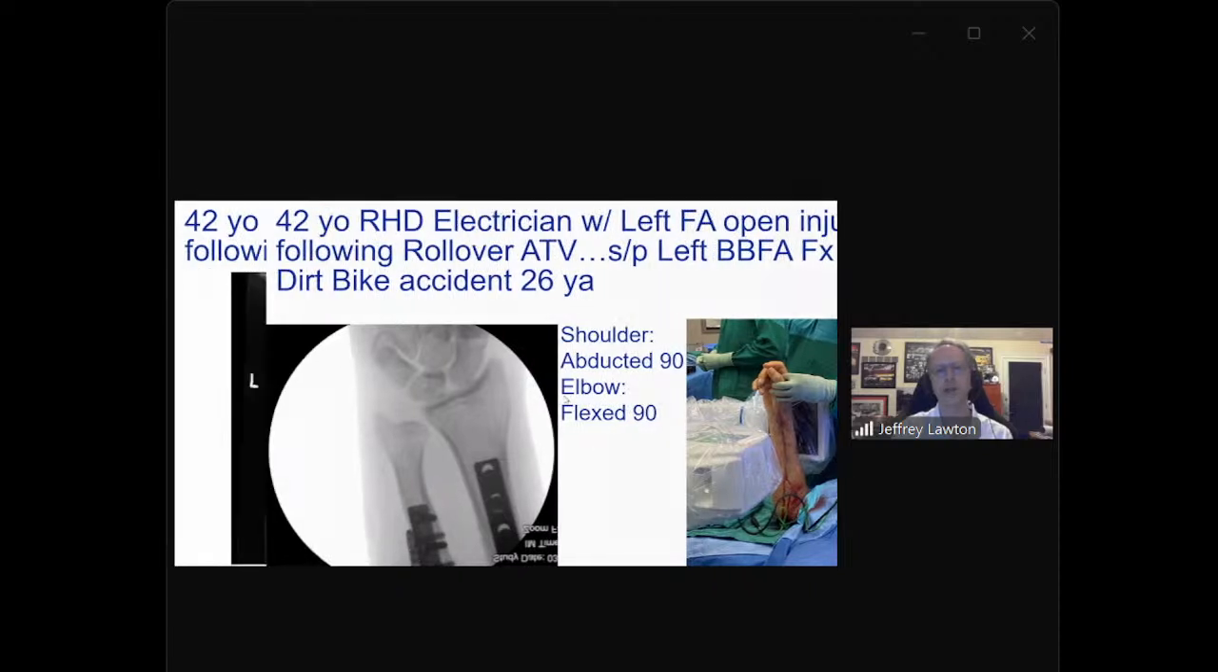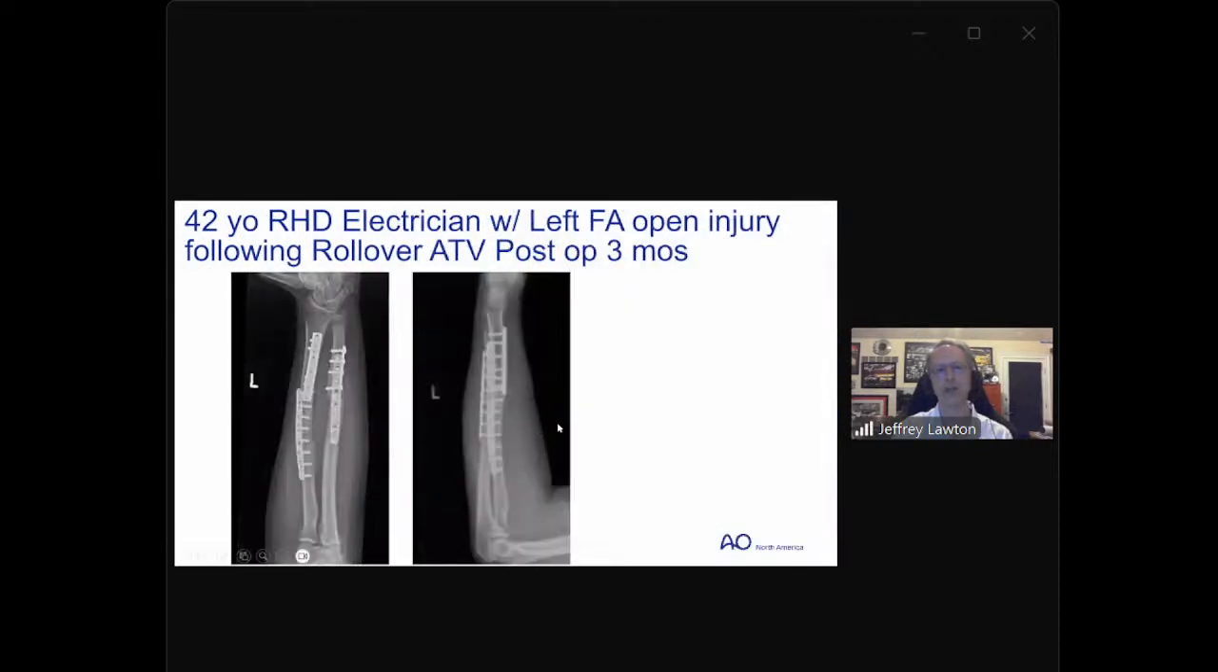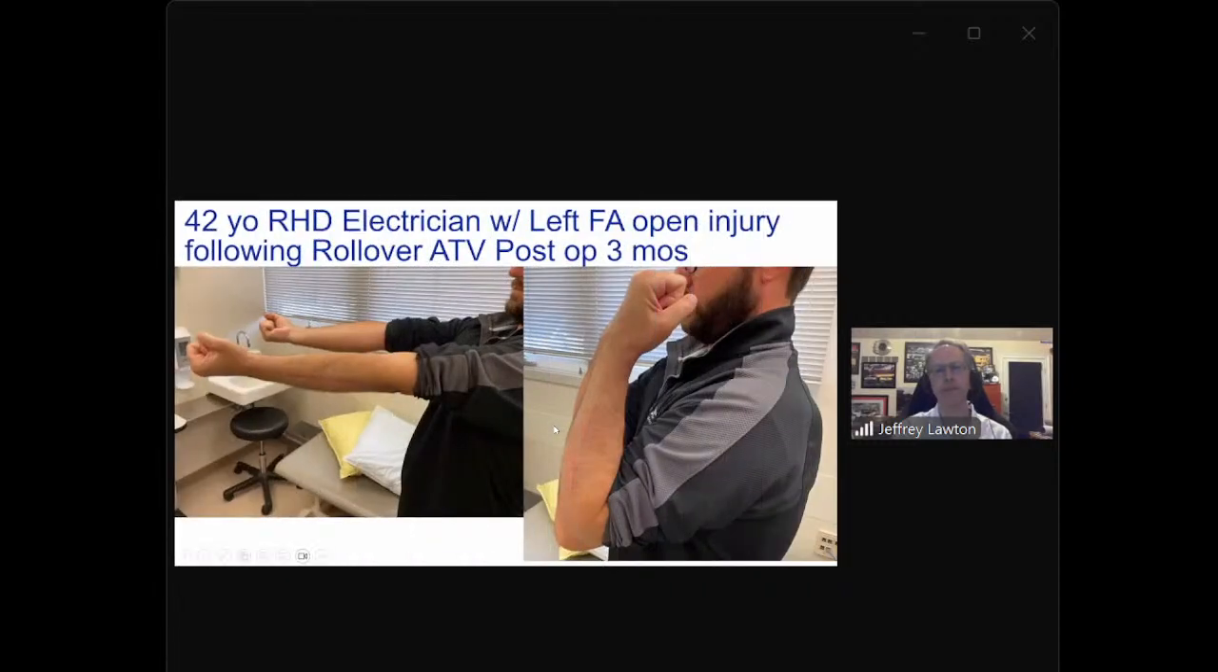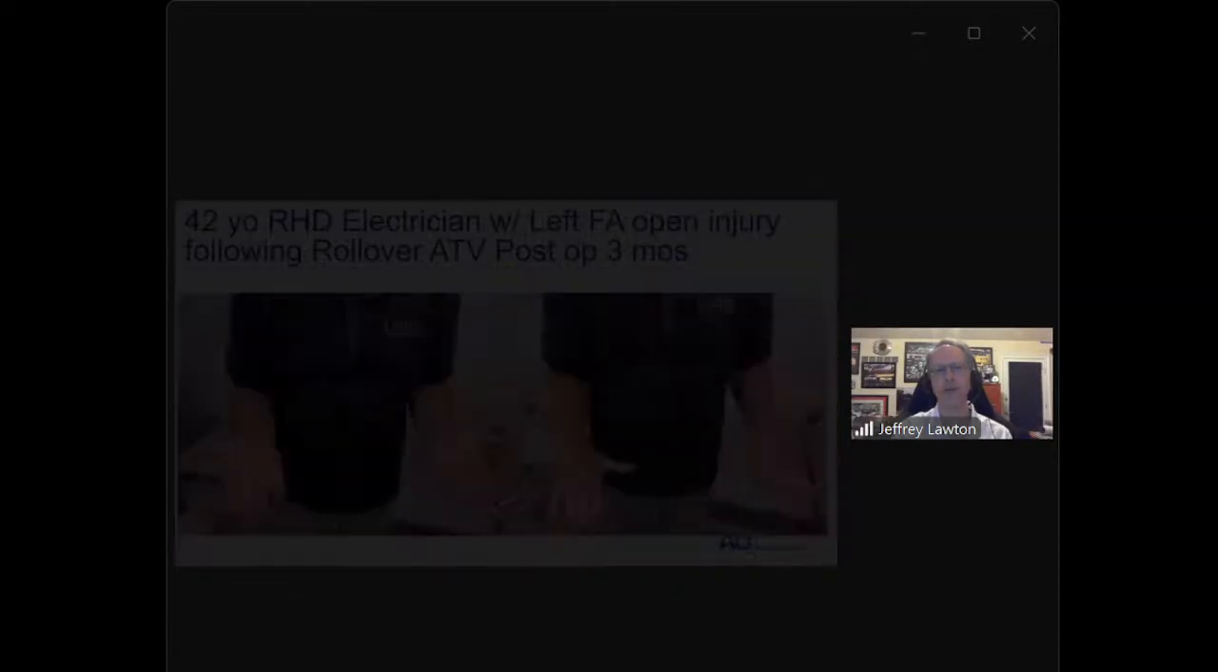So this is that patient at 3 months. Here's his range of motion. You can see how the Thompson approach heals. It heals pretty nicely. Good range of motion.